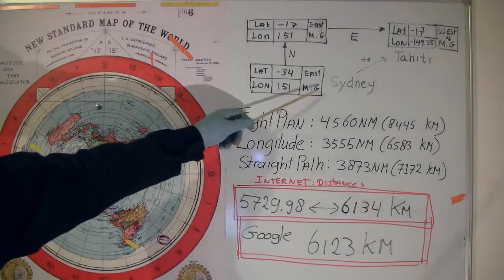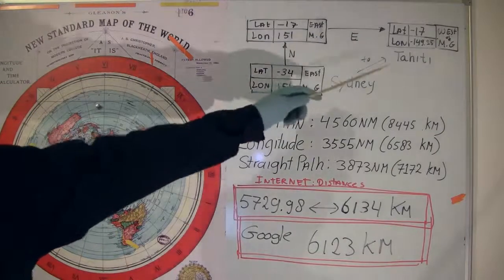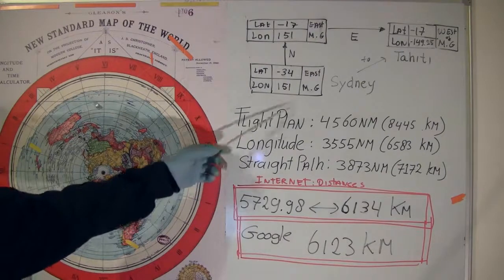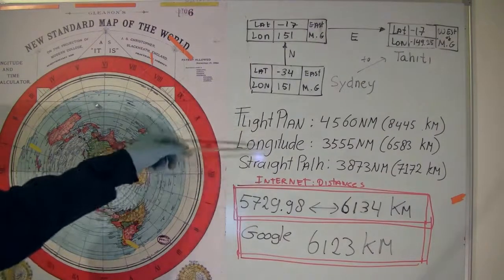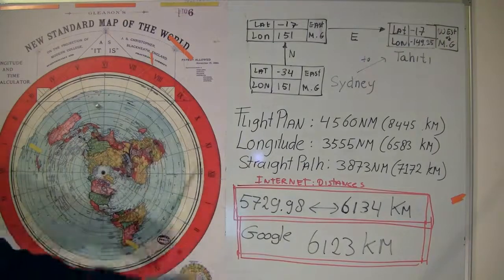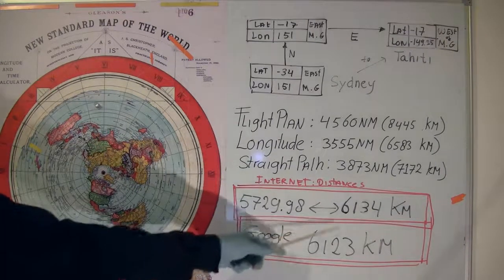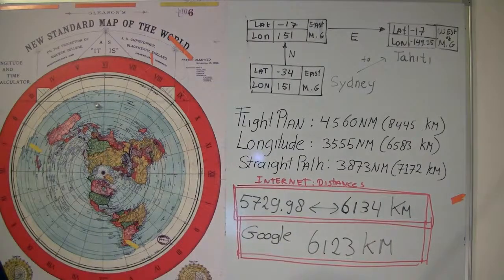This is the flight plan from Sydney to Tahiti. These are the distances I measured from Sydney to Tahiti. Flight plan, longitude, and a straight path. The internet distances I found. And it looks like the world is shrinking. Well, I can't find North Pole on a Google map, so I guess North Pole doesn't exist anymore. Who knows?